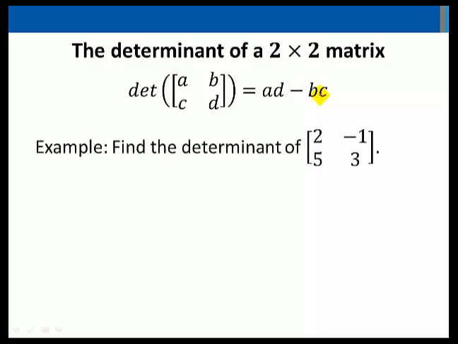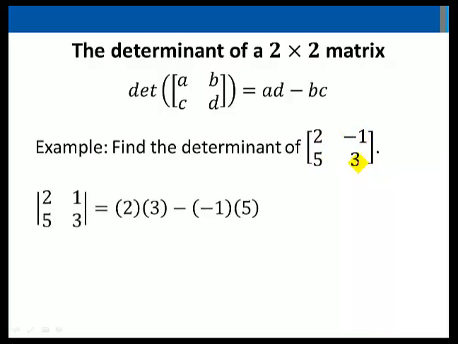As an example, we will find the determinant of the 2 by 2 matrix with 2, -1 in the first row and 5, 3 in the second row. The determinant here will be equal to 2 times 3 minus -1 times 5, which simplifies to 11.